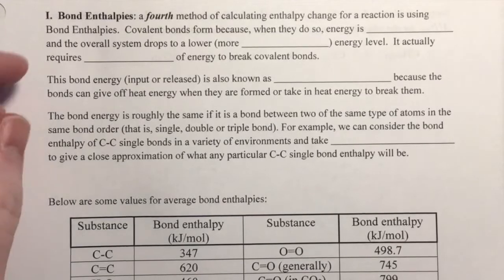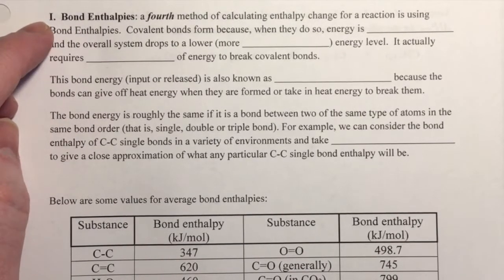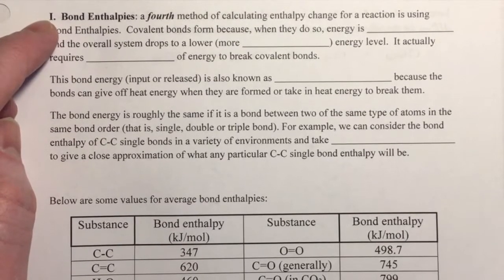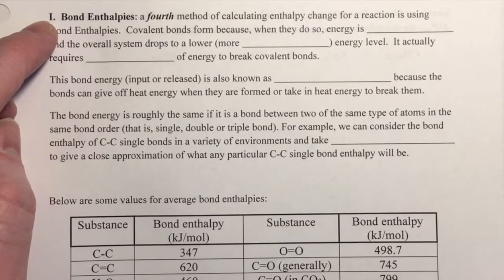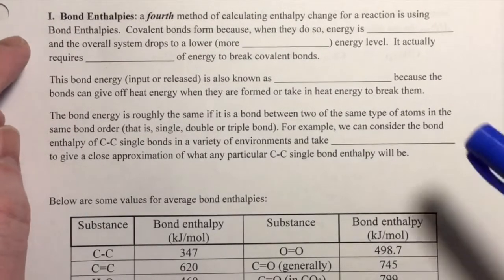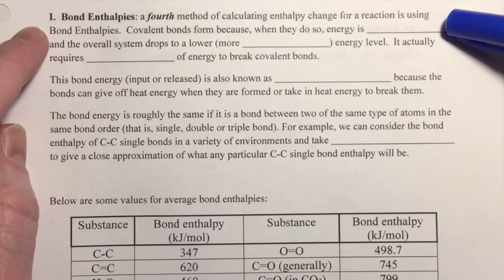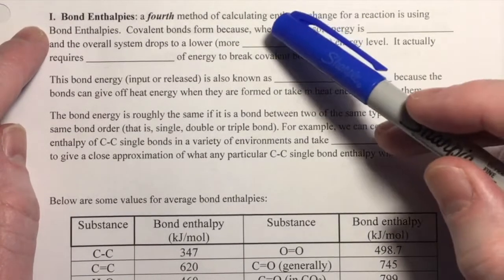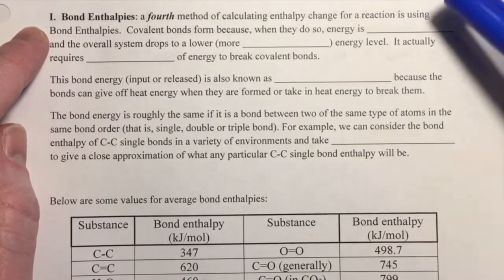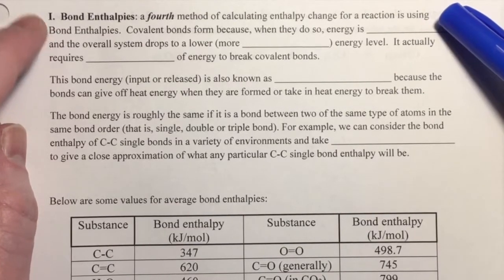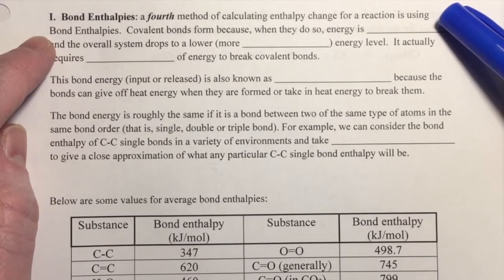And very often in chemical reactions, you have some bonds breaking and new bonds forming, right? And both of those things will happen in a chemical process, in a chemical reaction. So let's talk a little bit more about bond enthalpies, how we use this to calculate the delta H of a reaction. Remember that this is our fourth method of calculating an enthalpy change for a reaction. We're going to use bond enthalpies.